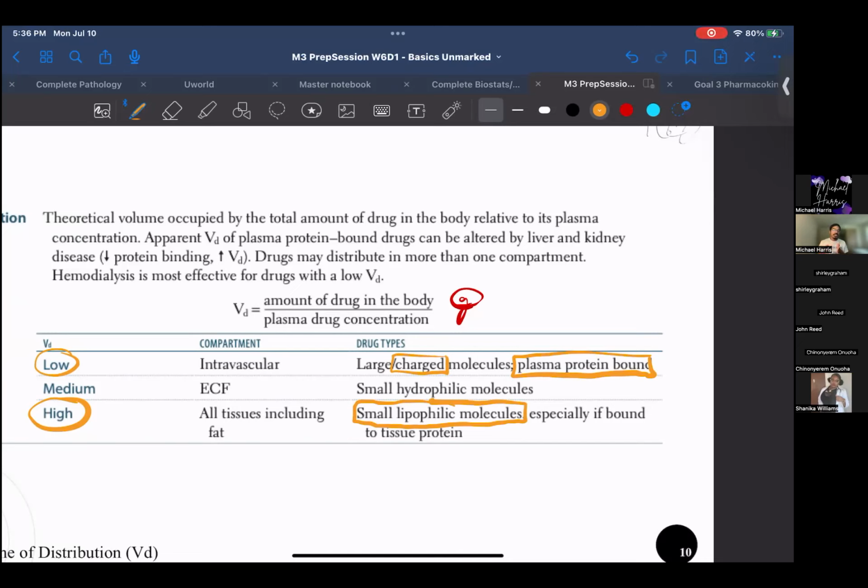Now, my next question to you is this. If you have a high volume of distribution, do you think you have to give more of a drug or less of a drug to get to a desired plasma concentration?